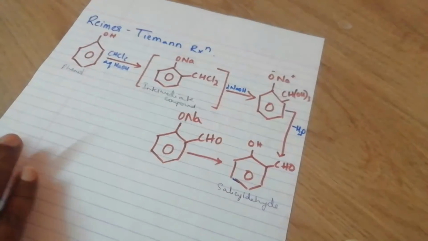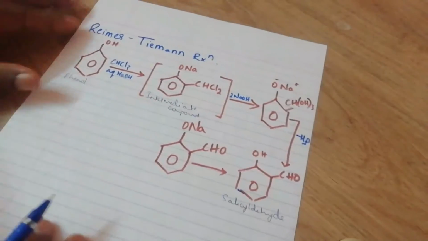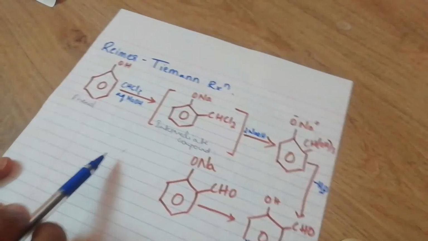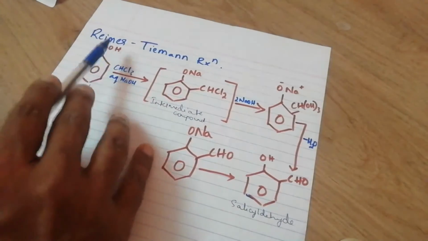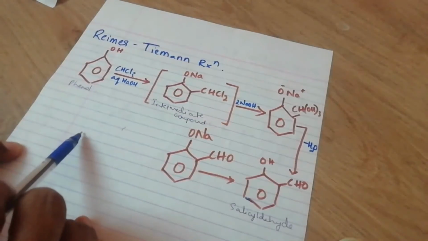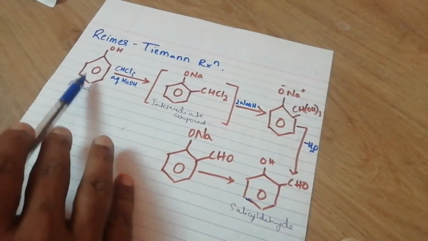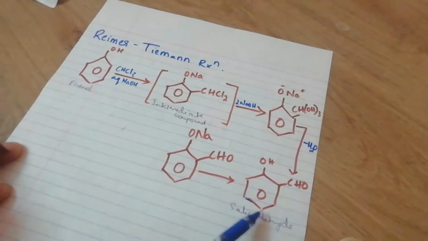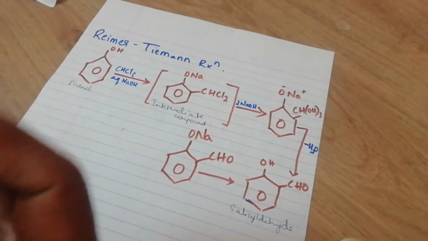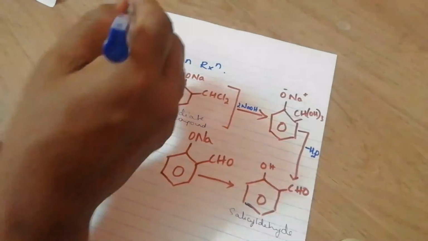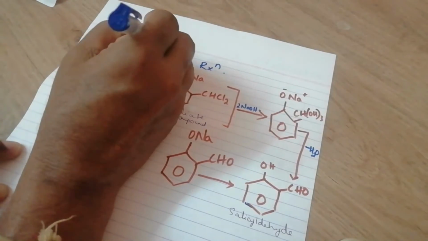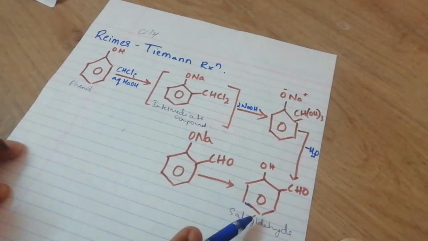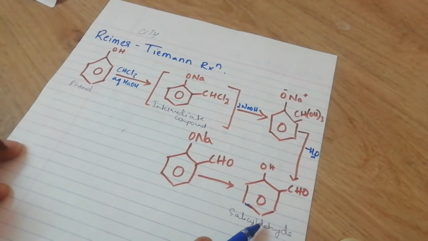And the next one, the last but one reaction, is the Reimer-Tiemann reaction. Actually this has 2 ways. Phenol is treated with chloroform, salicylaldehyde comes. In another case, phenol is treated with carbon tetrachloride, that is CCl4. Here the product is salicylic acid.